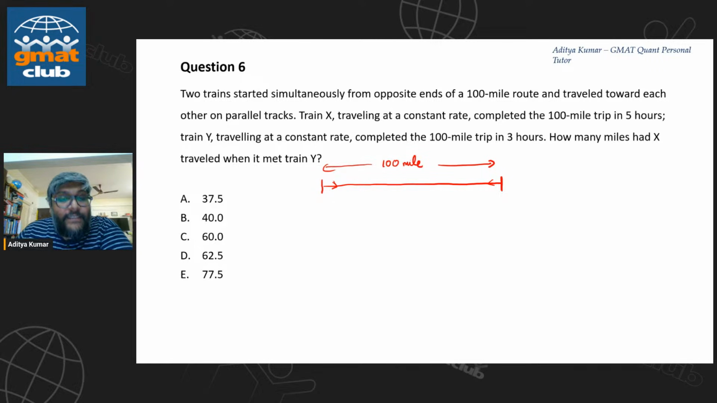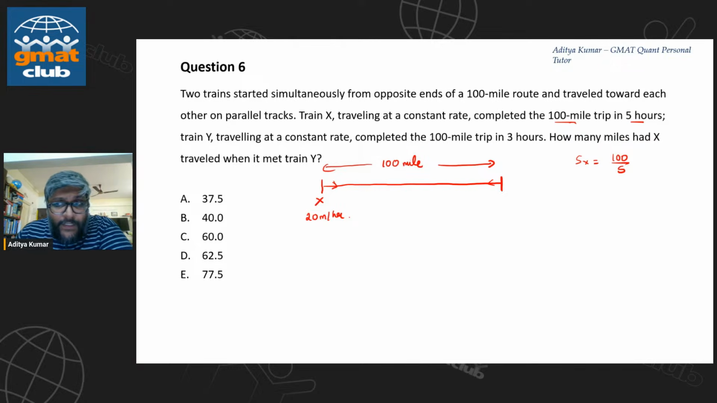Train X, traveling at a constant rate, completed the 100-mile trip in 5 hours. Immediately I'll stop. Okay, they're giving me X has completed the 100-mile trip in 5 hours. Immediately I can find out, using this information, the speed of X. I have the distance, I have the time. So 100 by 5, which is 20 miles per hour. I'm going to write that down.